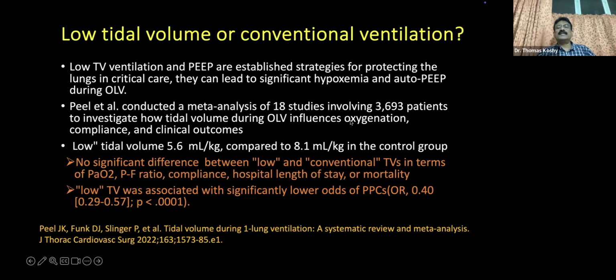This is a meta-analysis of 80 studies. There is no significant difference between low and conventional tidal volume in terms of PaO2, PF ratio, that is PaO2 and FiO2 ratio, compliance, hospital length of stay, or mortality. But they found that low tidal volume, around 5.6 ml per kg, was associated with a significantly lower incidence of postoperative pulmonary complications. The odds ratio is 0.4. So this is an interesting finding. One can increase the respiratory rate to maintain the PCO2 around 50 millimeters of mercury.